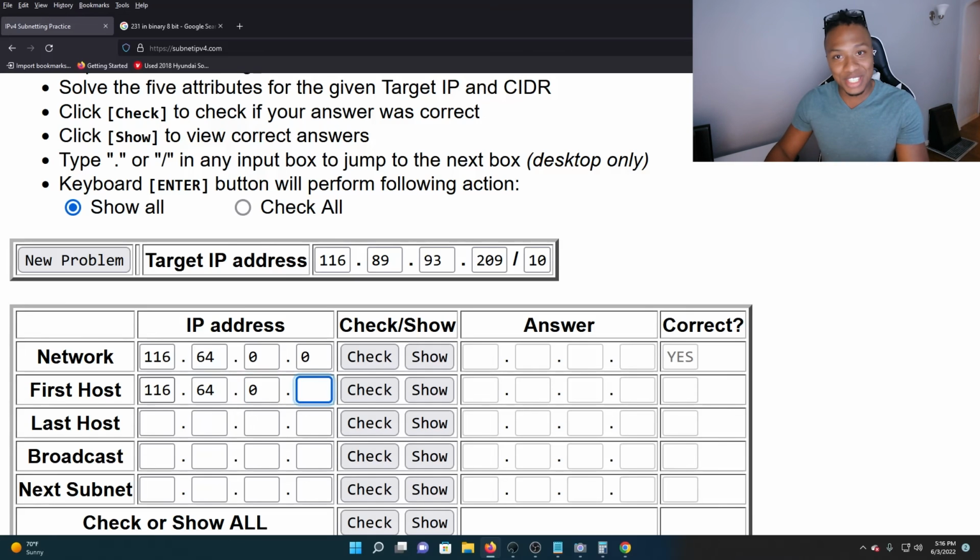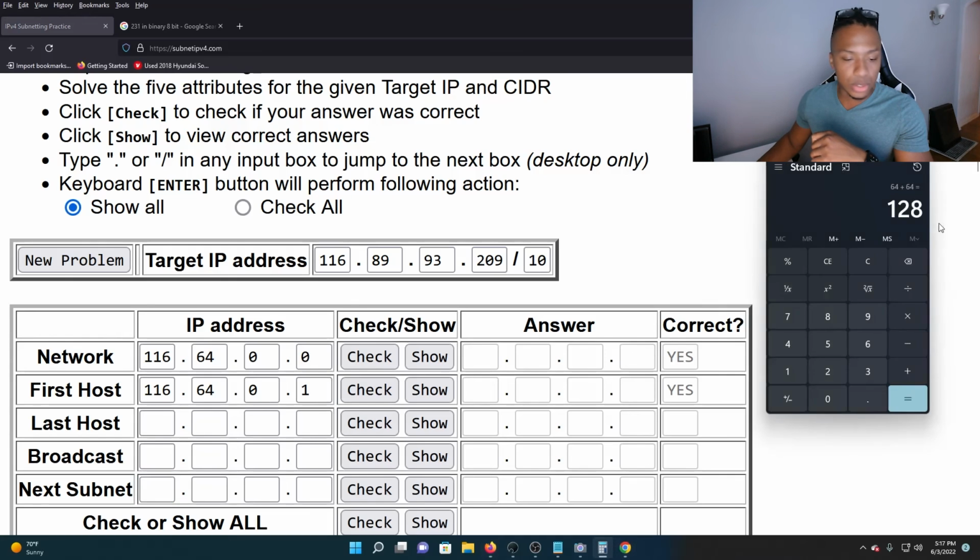So 116, 64, 0. We'll leave this one alone because, let's just say this is the bigger brother of the next one. We have to leave him alone. We have to pick on the little brother first. So 1, that's the first host, just +1. Now I always like to find the next subnet. So the next subnet, we already did 64 plus 64.